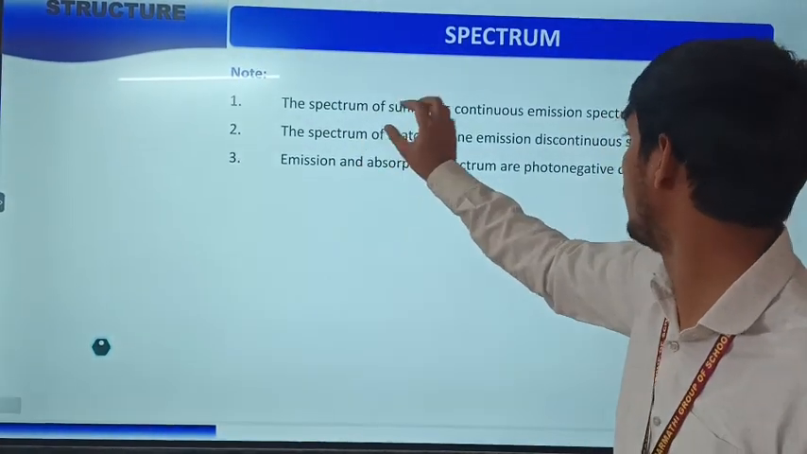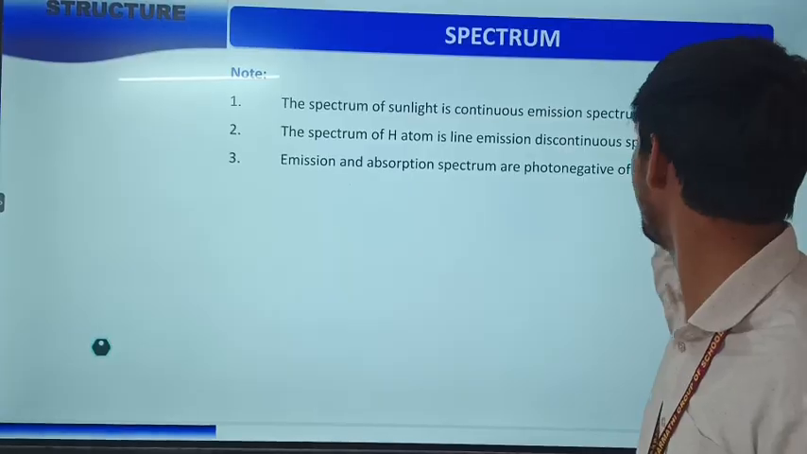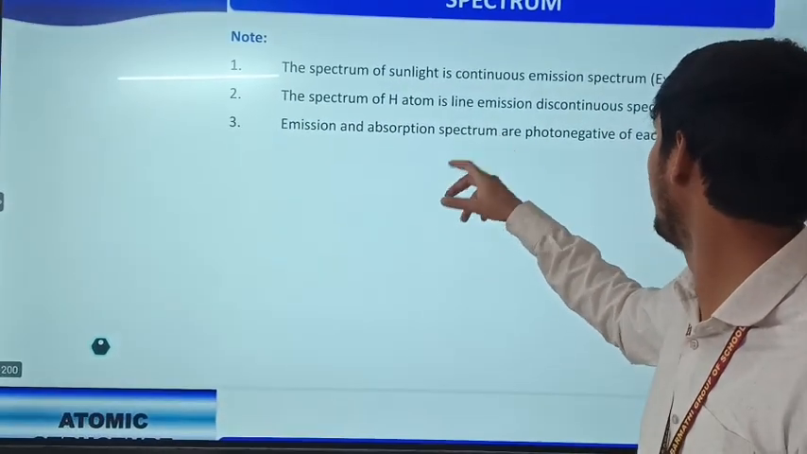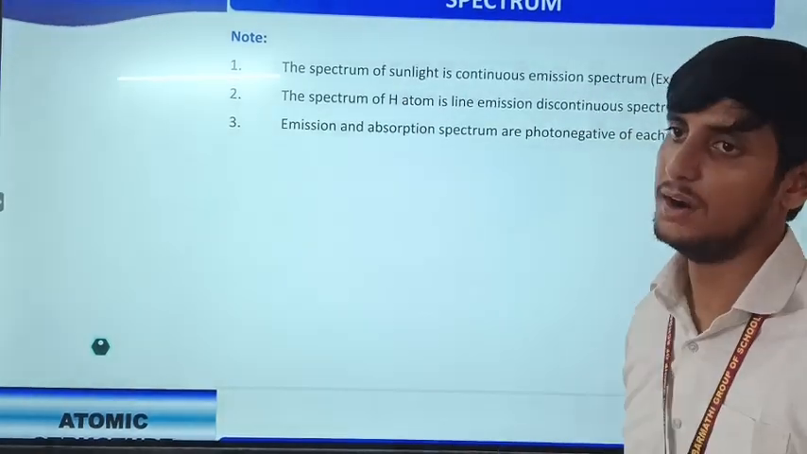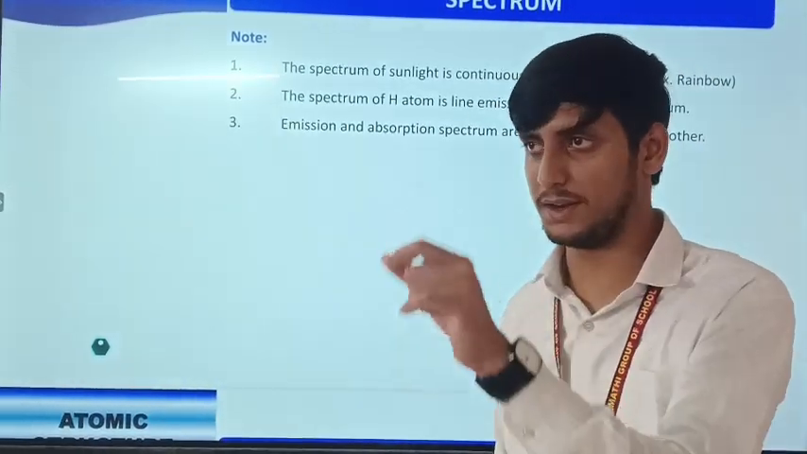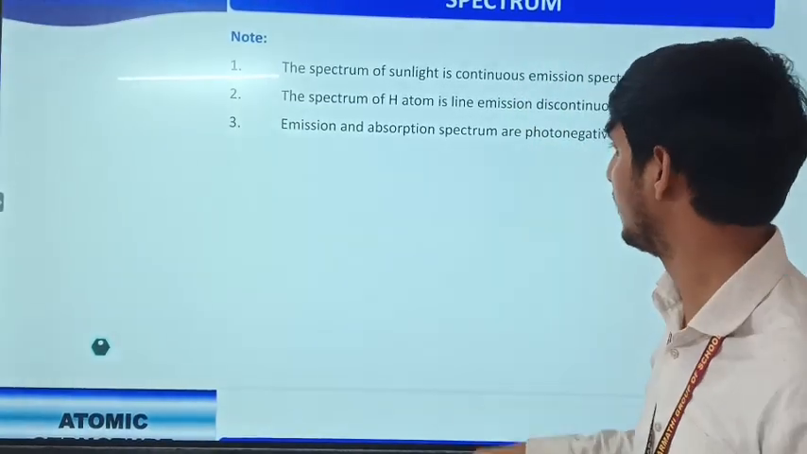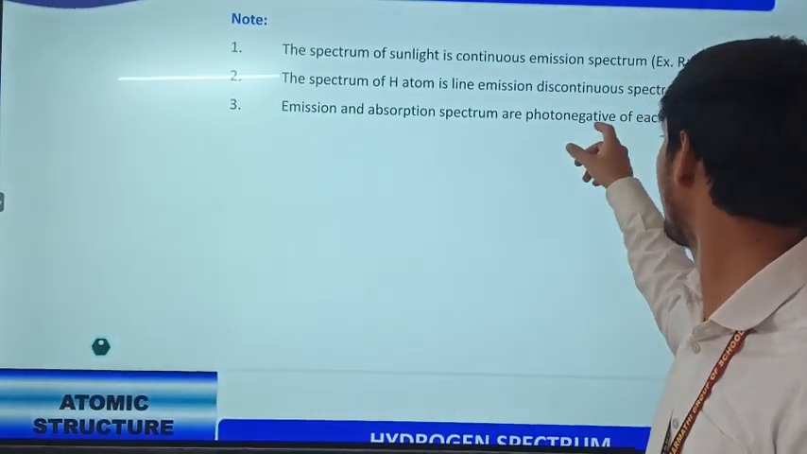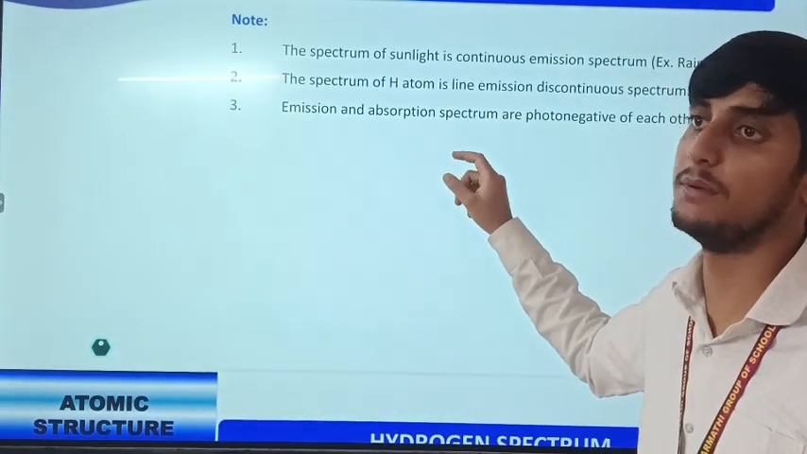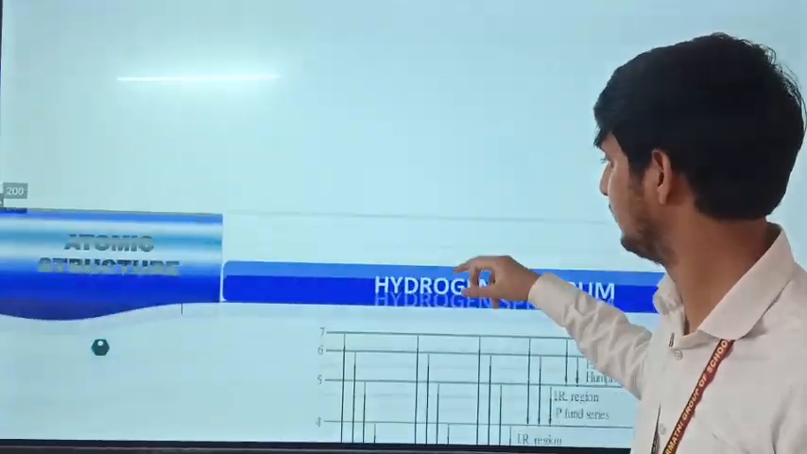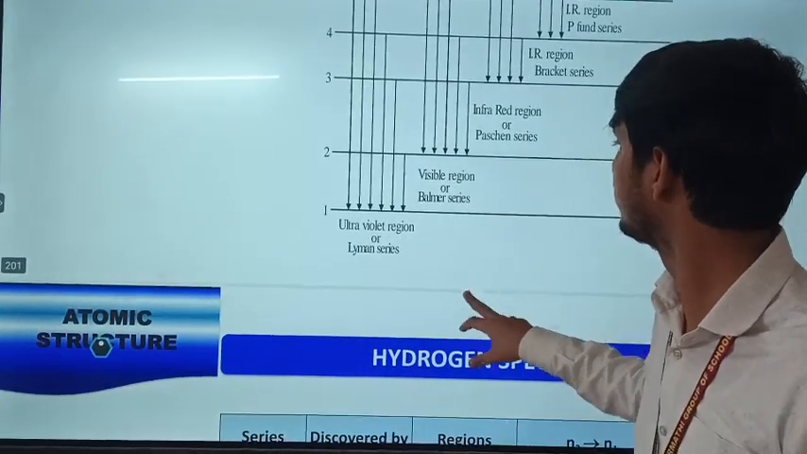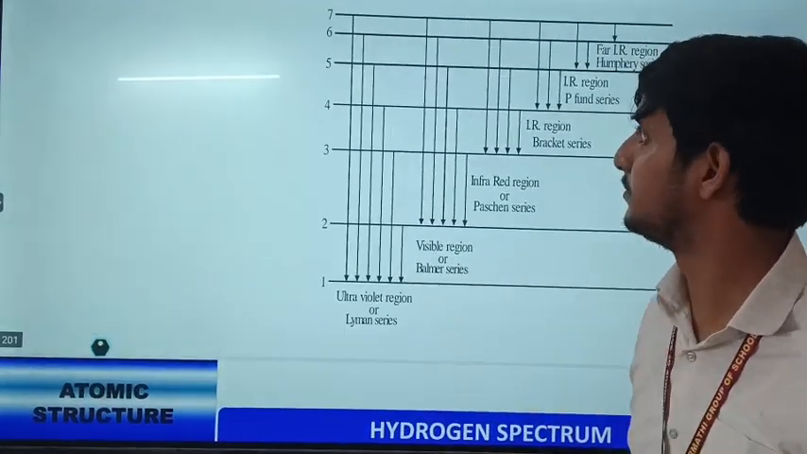Note: the spectrum of sunlight is a continuous emission spectrum, for example a rainbow. The emission spectrum of the hydrogen atom is a discontinuous spectrum, because fine lines are present. Emission and absorption spectra are photo-negatives of each other. First, emission.